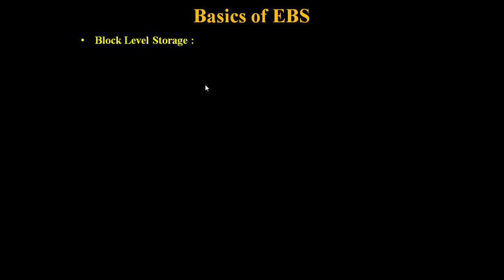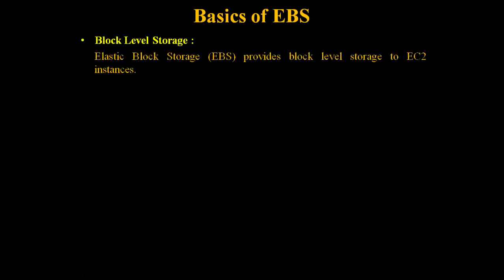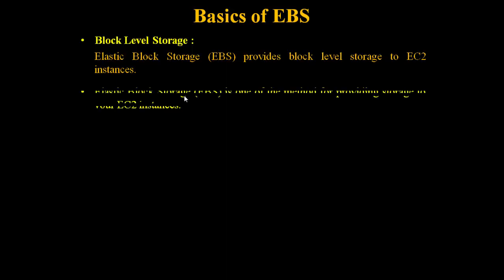Elastic block storage is a block level storage. Basically there are three kinds of storage: one is block level storage, the second is object level storage, and the third is file level storage. We already discussed S3, the Simple Storage Service, and S3 Glacier. Both are examples of object level storage, and this EBS, our elastic block storage, is an example of block level storage.